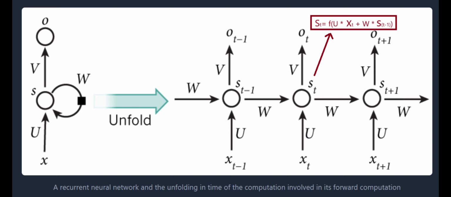Here, f is a non-linear function, often tanh or ReLU. The initial hidden state, s−1, is usually set to all zeros. ot is the output at time step t. For example, if predicting the next word in a sentence, it would be a vector of probabilities across the vocabulary. ot equals softmax(V·st).